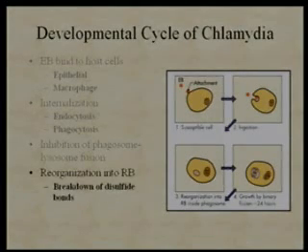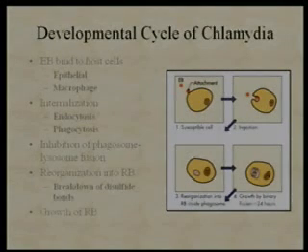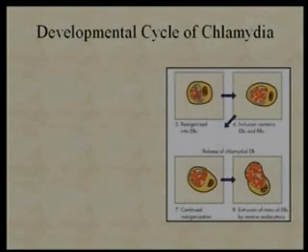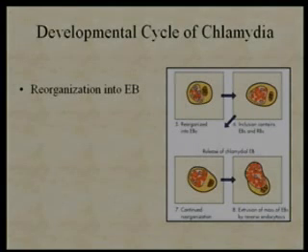And it reorganizes into the reticulate body. It breaks down those disulfide bonds that made that rigid outer membrane, and it converts into the reticulate body. The reticulate body is the replicating form, and it just begins to replicate. Eventually, and it's not really clear why this happens, we really don't know what triggers the conversion from the reticulate body back into the elementary body, but eventually these reticulate bodies begin to reorganize into the elementary bodies. And we get these inclusion bodies in the cell.